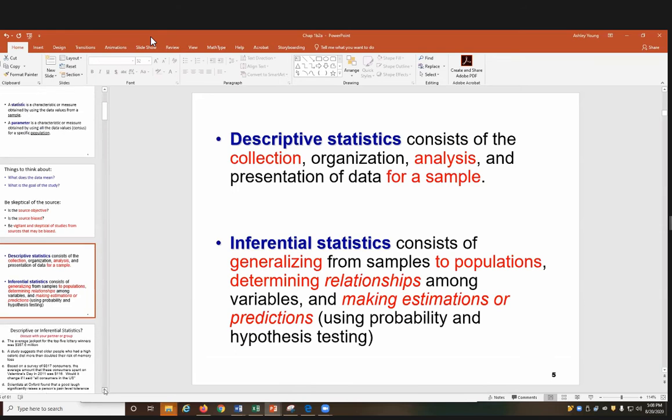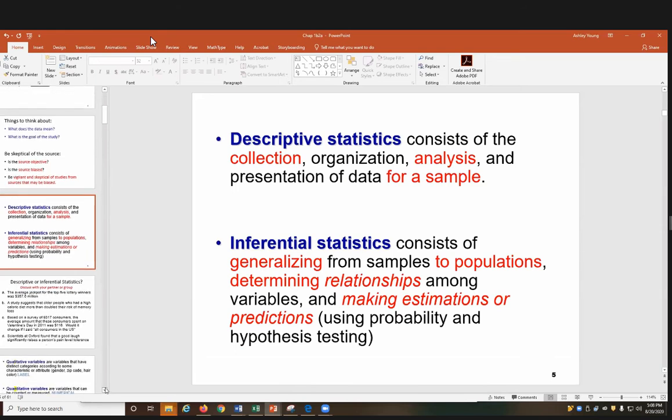All right. How about Alay? Go ahead and read this one for us. Descriptive statistics consist of the collection, organization, analysis, and presentation of data, for example. Inferential statistics consist of generalizing from samples to populations, determining relationships among variables, and making estimations or predictions, the probability or hypothesis. Exactly. Thank you.